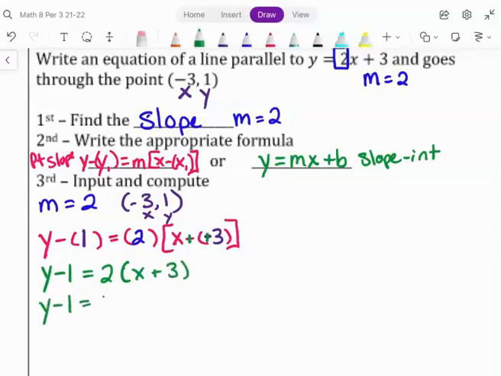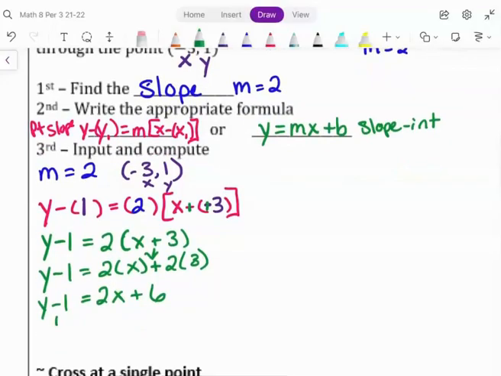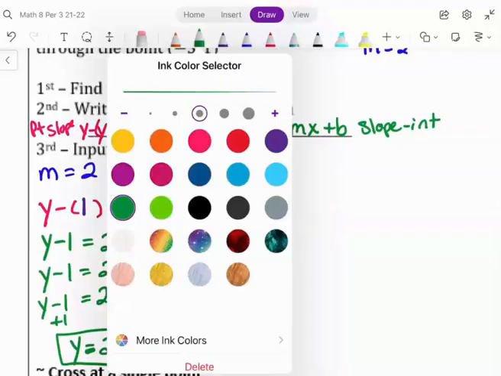Y minus 1 equals 2 times x, bring down the sign, 2 times 3, and then 2x plus 6. One more step, plus 1 plus 1. You get y equals 2x plus 7. Okay, so that's point slope.